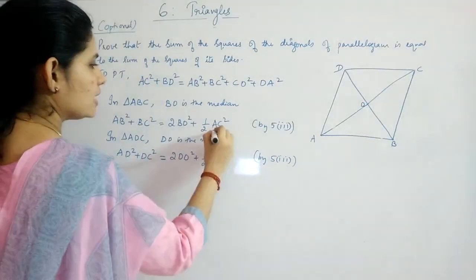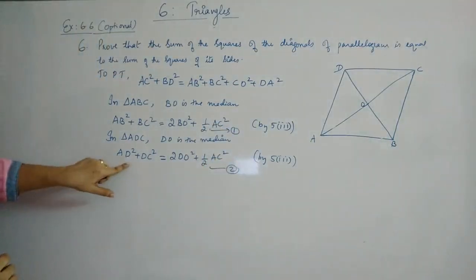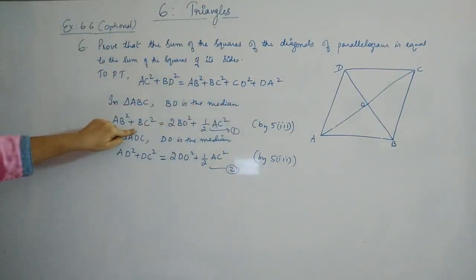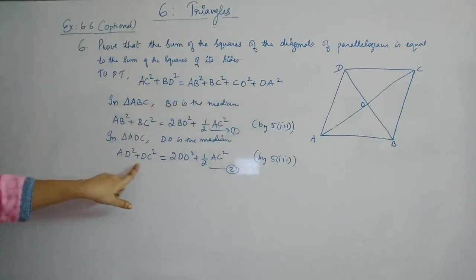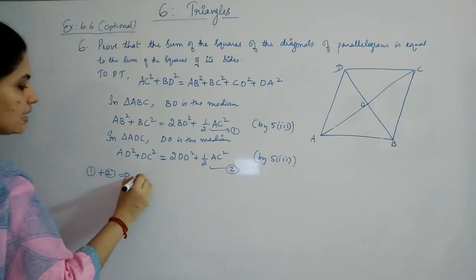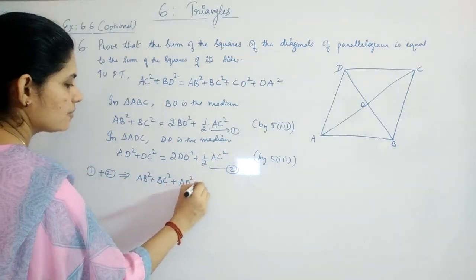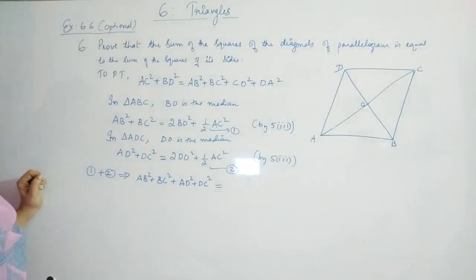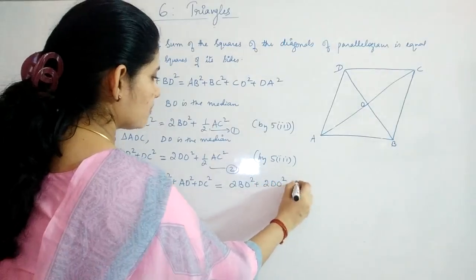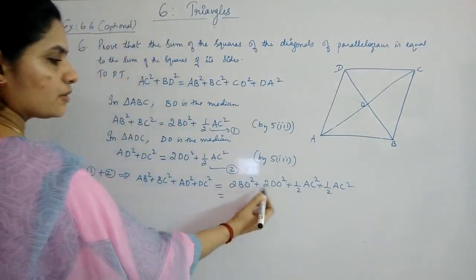Okay, so let this be equation number 1 and this be equation number 2, and we are adding. Now why are we adding? You just see the right hand side of what is to be proved: AB square plus BC square plus AD square plus CD square. Okay, so adding 1 and 2, we will get AB square plus BC square plus AD square plus DC square is equal to 2BO square plus 2DO square plus half AC square plus half AC square. Here you can just take out the 2.